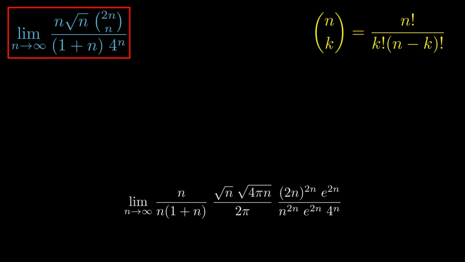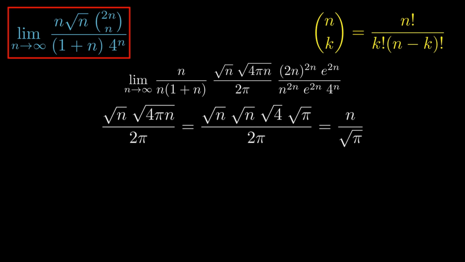Beginning with the second fraction, notice that we can rewrite the square root of 4 pi n as the square root of n multiplied by the square root of 4 multiplied by the square root of pi. Now the square root of n times the square root of n is just n, and the square root of 4 is 2, and that cancels with the 2 in the denominator, and the square root of pi divided by pi is just 1 over the square root of pi, because we would have 1/2 minus 1, so we would have minus 1/2, and then we bring that down into the denominator to make it positive again. So that's the second fraction taken care of. Let's move on to the third one.